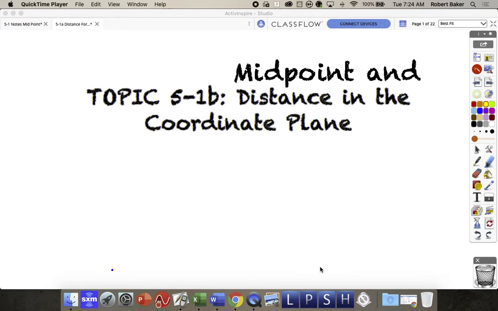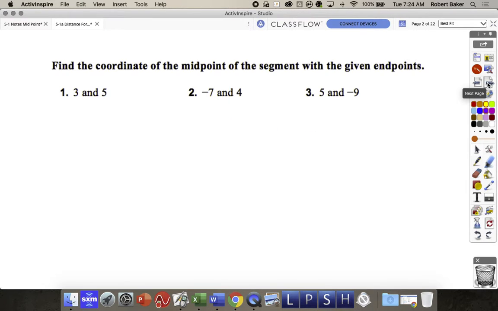At midpoint and distance, the pre-AP version. First thing we can do with midpoint is find a midpoint between just 2 points. So if you're looking to find the midpoint between 3 and 5, that is the coordinate between 3 and 5, we'll use a variation of the midpoint formula.